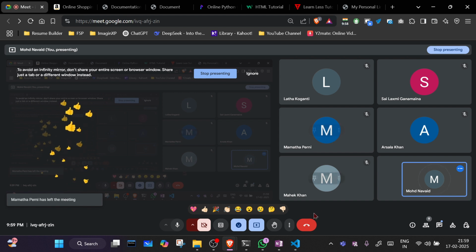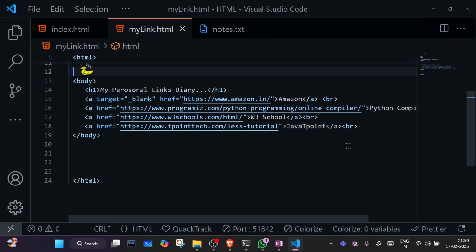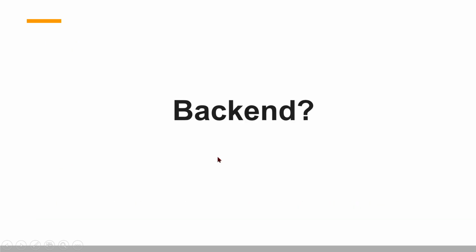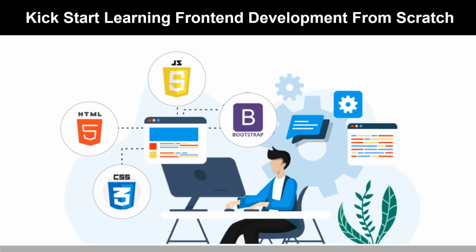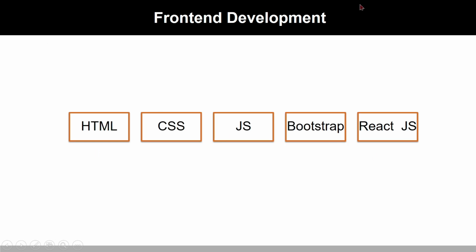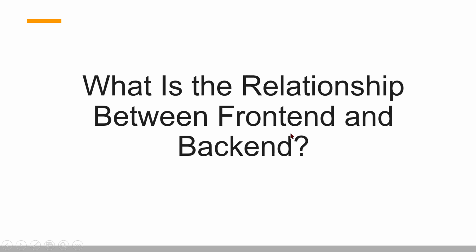Okay. So I think that is enough for today. What we have discussed so far, let's just quickly revise it. We discussed that front end means full stack. In full stack, what we are learning is front end, back end, database, and tools. In front end, what we have to cover is HTML, CSS, JavaScript, Bootstrap and React.js. This is what we have to cover as a front end module.